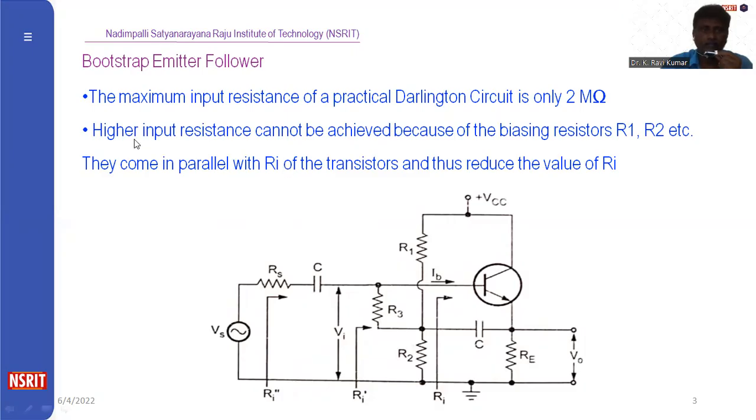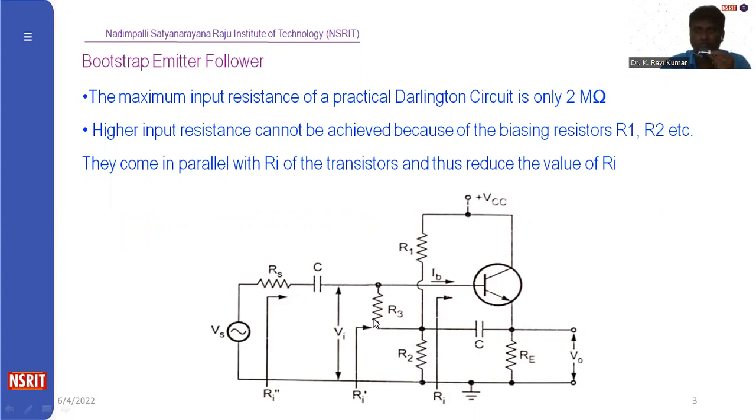Right. A higher input resistance cannot be achieved because of the biasing resistors connected across the emitter terminal, across the input side. This R1 and R2 are connected across this terminal. That's why the input impedance will be low. So this is actually the emitter follower circuit. This will be called a Bootstrap emitter follower circuit.